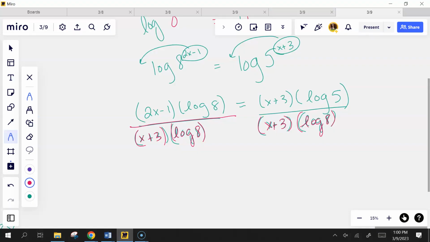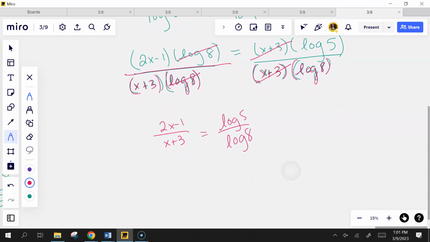It doesn't really matter which one. Like he did, log 5 divided by log 8, or log 8 divided by log 5. Right? Yes, but then you'd have to divide by this one instead of this one. Because you got to get the x's together on the same side and nothing else, and that's your goal. So the log 8's cancel on the left, and the x plus 3's cancel on the right. So I end up with 2x minus 1 over x plus 3 equals log 5 over log 8. And here's where I would go ahead and get a decimal.